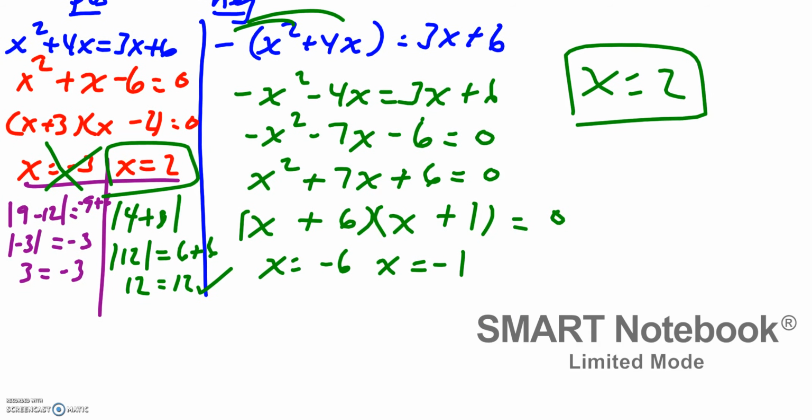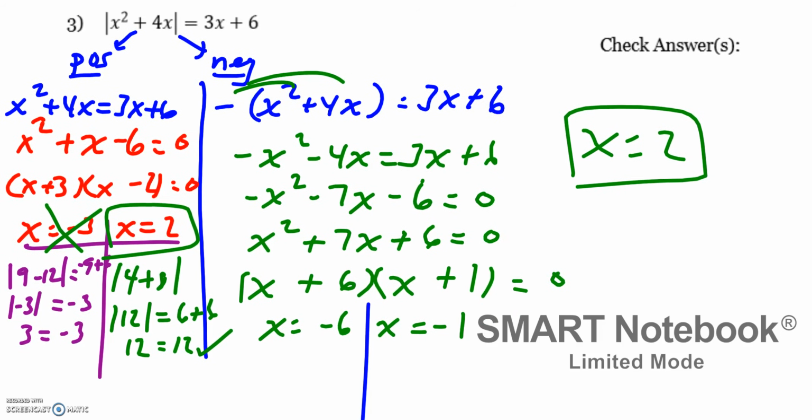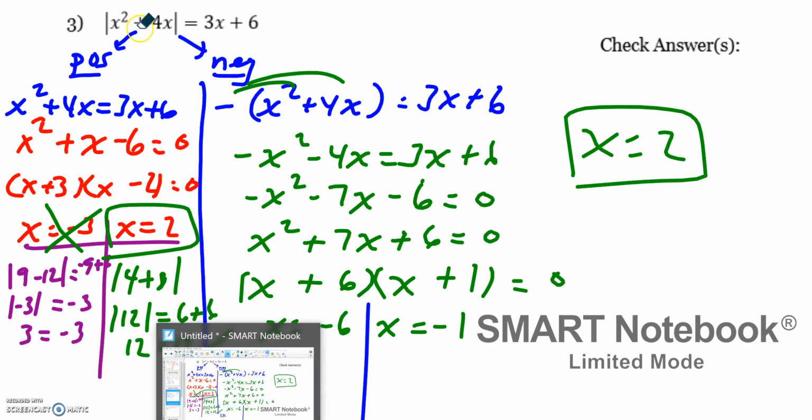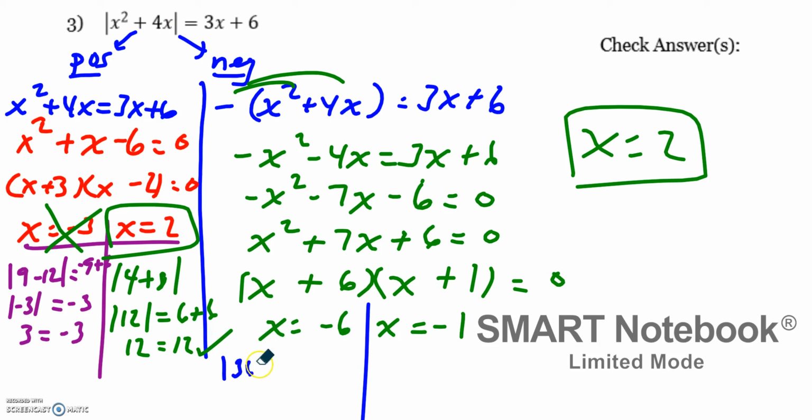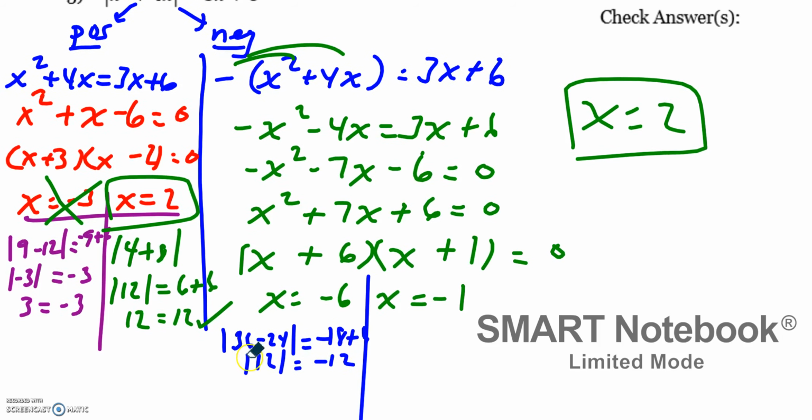Let's check negative 6 and 1. So my original problem is the absolute value of negative 6 squared, or 36, plus 4 times negative 6, that's really minus 24. Does the absolute value of that equal negative 18 plus 6? So 36 minus 24 is 12. Does the absolute value of 12 equal negative 12? No, because the absolute value of 12 is 12. 12 does not equal negative 12, so see you later, negative 6.